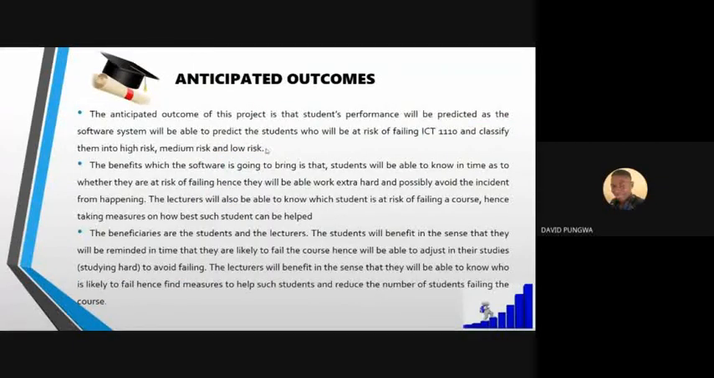To continue where my colleague has left, my name is Pungwa David, and I'll talk about the anticipated outcomes of this project. The anticipated outcome of this project is that student performance will be predicted, and the software system will be able to predict the students who will be at risk of failing ICT 1110 and classify them into high risks, medium risks, and low risks. The benefit the software is going to bring is that students will be able to know in time whether they are at risk of failing, hence they'll be able to work extra hard and possibly avoid the incidents from happening. On the other hand, the lecturers will also be able to know which student is at risk of failure, hence taking measures on how best such a student can be helped.